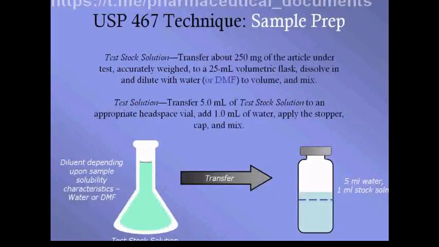If we look at the technique of USP 467 for sample prep, what it does is it takes a certain weight of article, weighed accurately into a 25 milliliter volumetric flask, and we dissolve and dilute with water or DMF to volume and mix. So we take this and we prepare our solution, just as we do with our standard preparation. What we then do is transfer an aliquot of 5 milliliters of the test stock solution into a headspace vial, add 1 milliliter of water, apply our cap, and then do our testing.